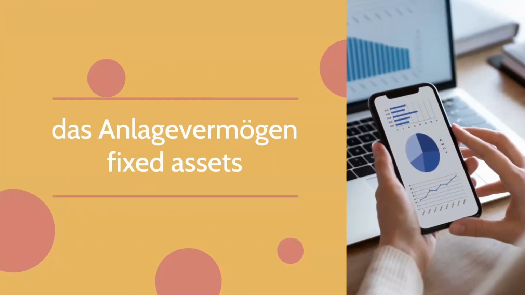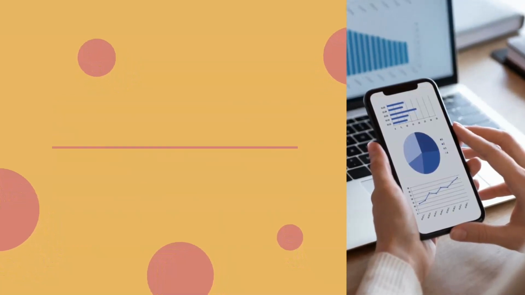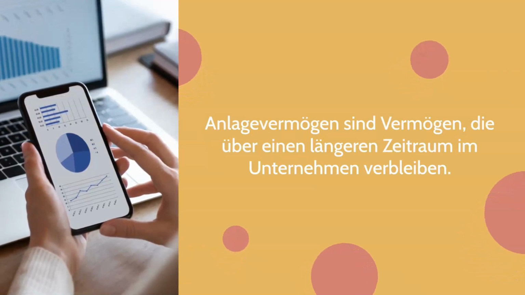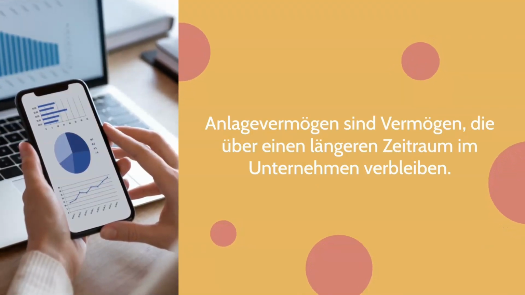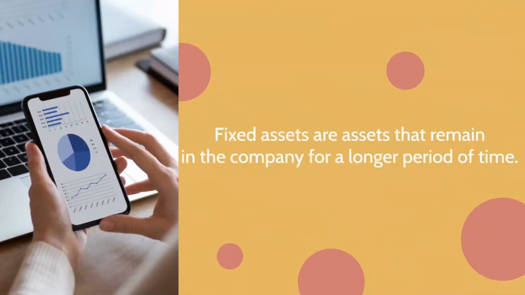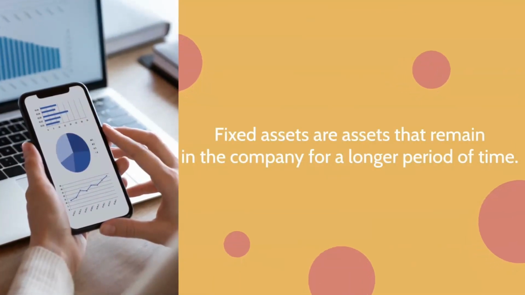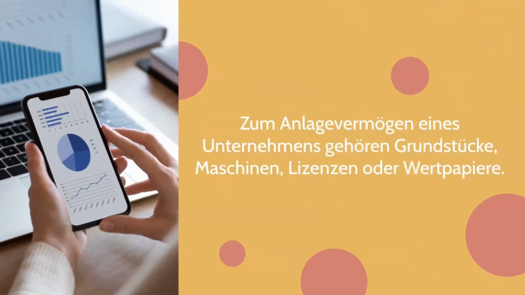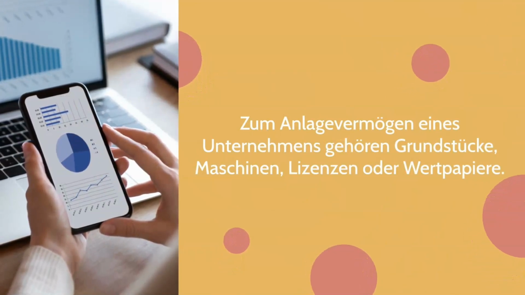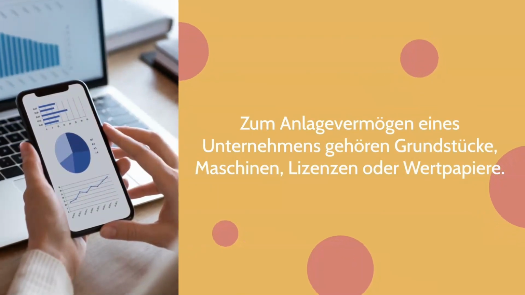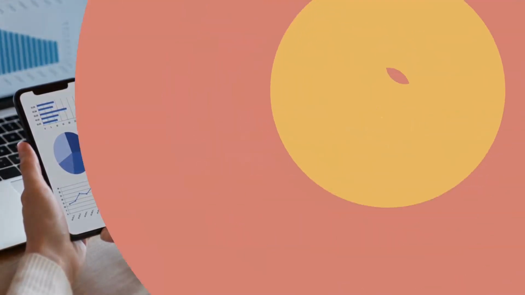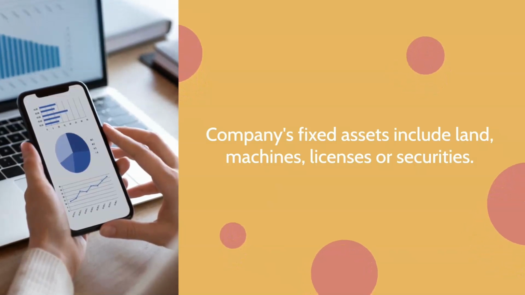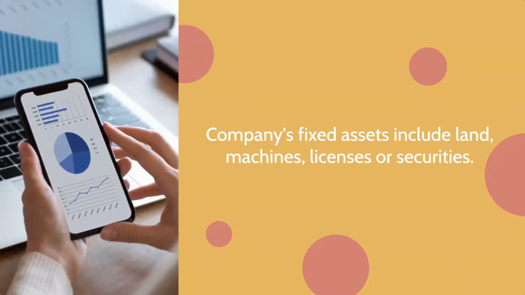Das Anlagevermögen, Fixed Assets. Anlagevermögen sind Vermögen, die über einen längeren Zeitraum im Unternehmen verbleiben. Fixed assets are assets that remain in the company for a longer period of time. Zum Anlagevermögen eines Unternehmens gehören Grundstücke, Maschinen, Lizenzen oder Wertpapiere. Companies' fixed assets include land, machines, license or securities.